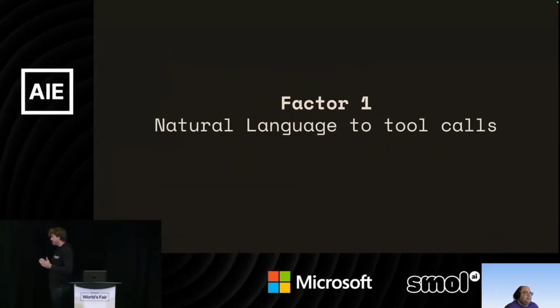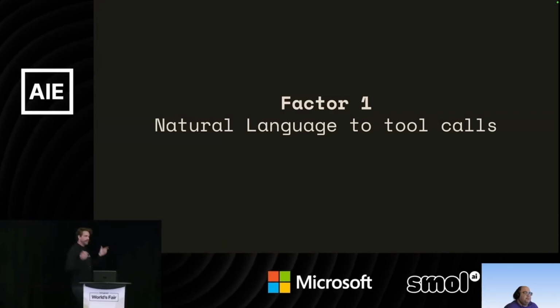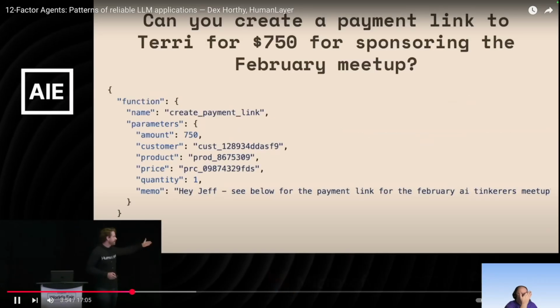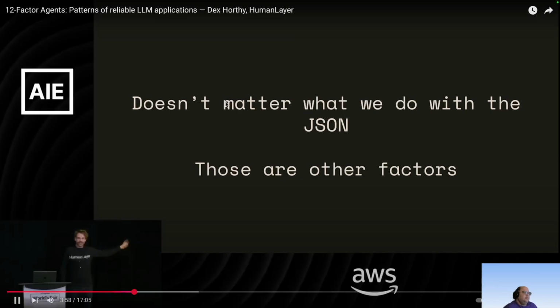Factor one, the most magical thing that LLMs can do has nothing to do with loops or switch statements or code or tools or anything. This is probably why my agent was really effective, because I did this with the React framework. It is turning a sentence like this into JSON that looks like this. Doesn't even matter what you do with that JSON.